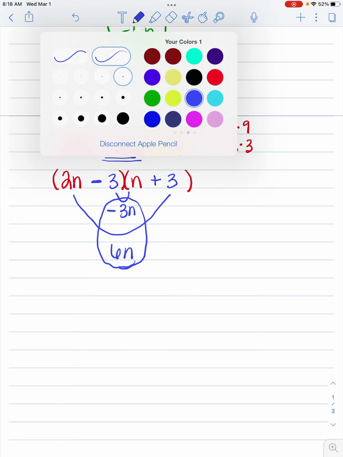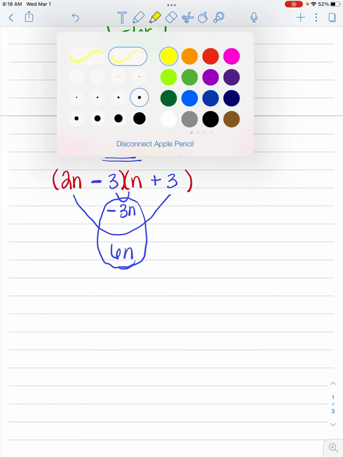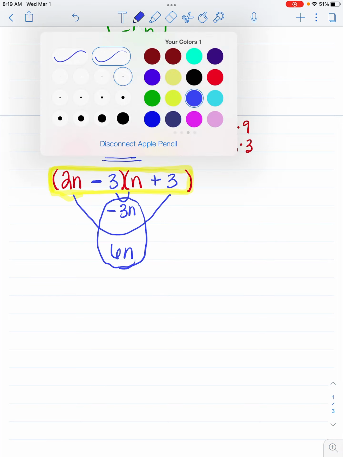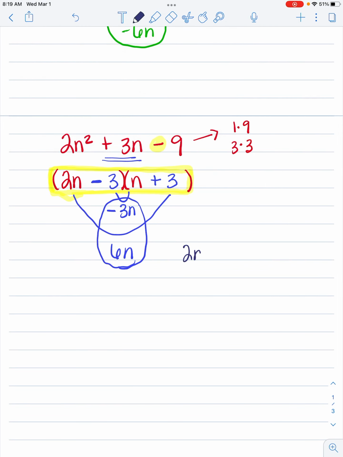Just like I said before many times over, these are always easy to check. If you're not sure if you have your pluses and minuses in the right spot, or you feel like you have the right numbers but you're not sure they're in the right spot, take what you think is the answer and multiply it all the way back out. Start from scratch if you need to. So down in the corner, is 2n minus 3 times n plus 3 the right answer? Just work that out, because we did that before and you guys were really good at it.